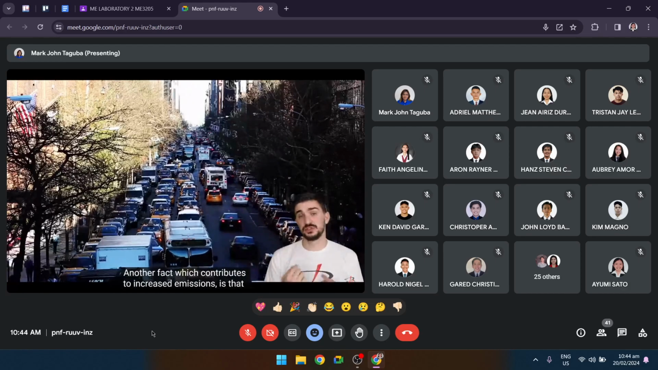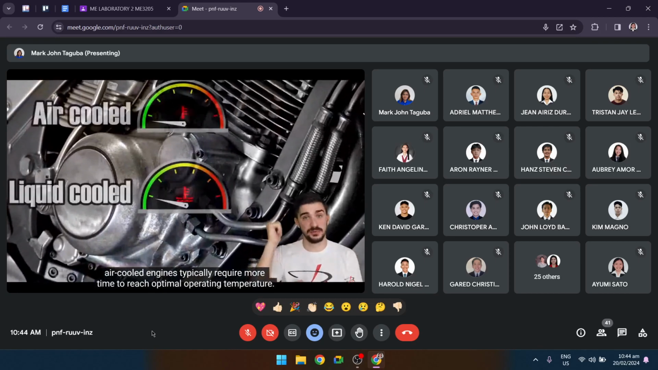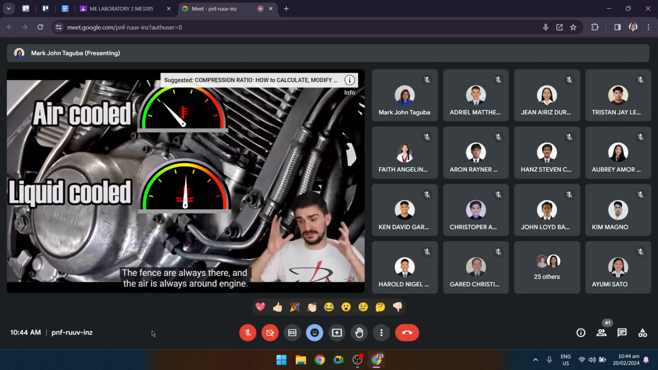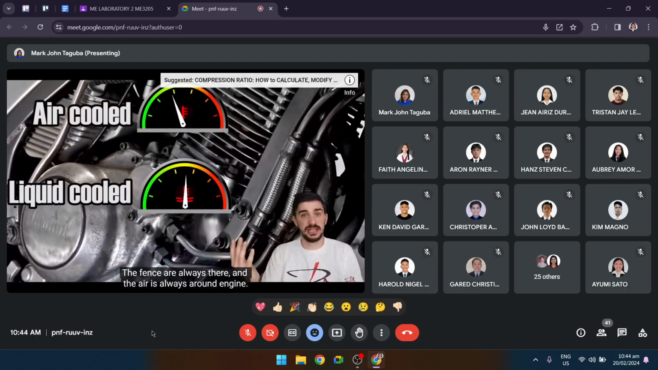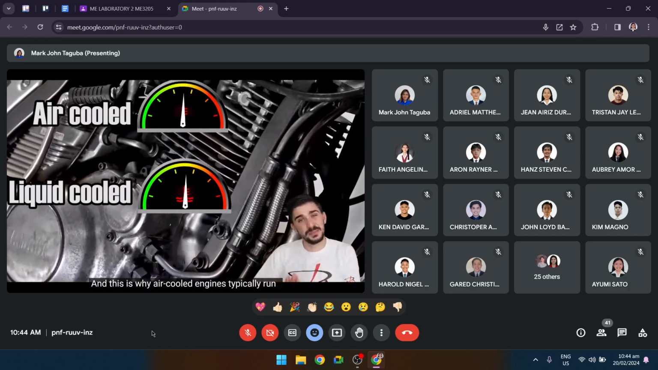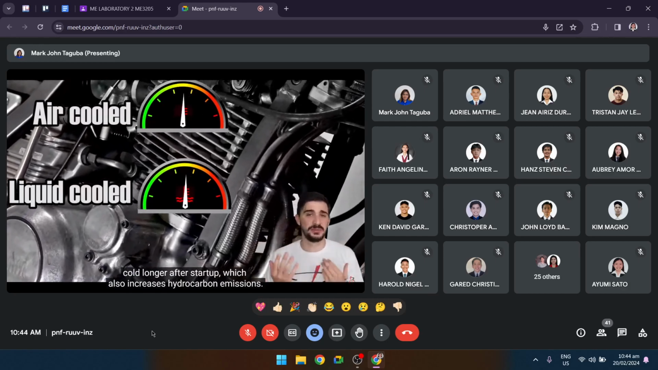Another factor which contributes to increased emissions is that air-cooled engines typically require more time to reach optimal operating temperature. This is because their cooling system is always on. The fins are always there and the air is always around the engine. You cannot turn off any of these things. And this is why air-cooled engines typically run cold longer after startup, which also increases hydrocarbon emissions.